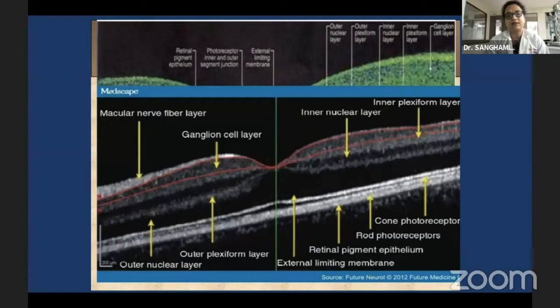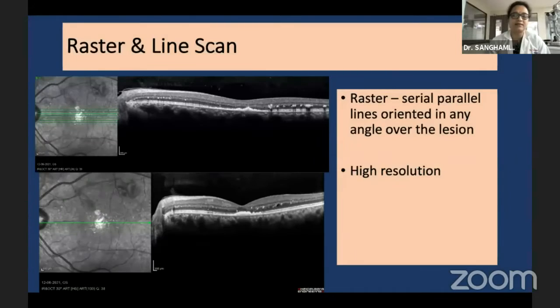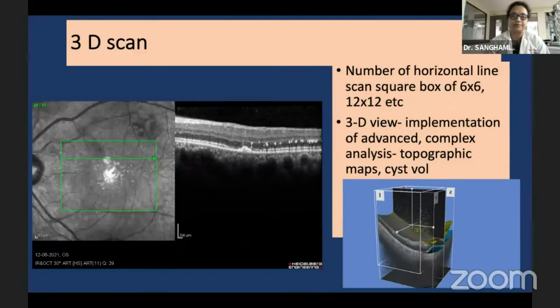So this you can see that all the 10 layers of the retina can be easily made out. The common retinal scans that we use are the radial scans. It is about 6 to 12 scans at an equal angle from a common point, usually centered at the macula. This is the most common scan used. It takes a lesser amount of time. The raster scan can be of a 5 or a 7 line raster. They are serial parallel lines oriented at any angle over the lesion, and they define the lesion properly. They are of high resolution.